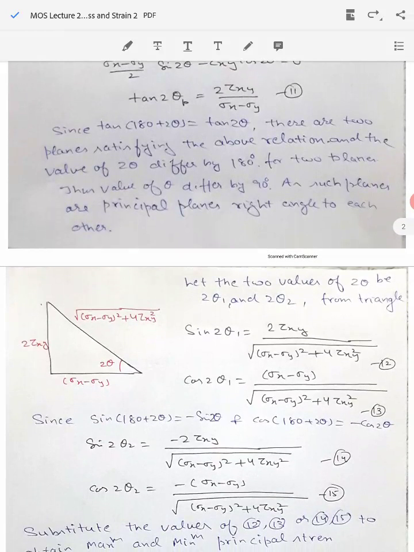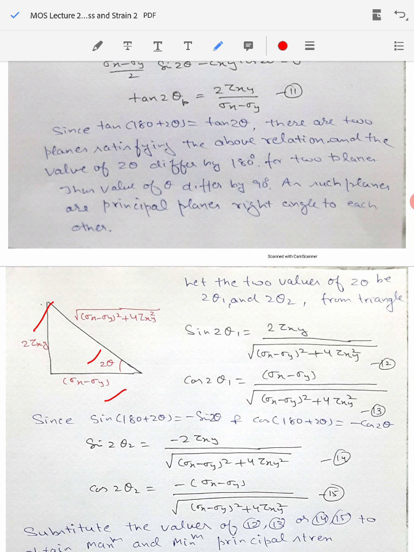Now we can express this tangent of 2 theta as perpendicular divided by base, as I have shown in this figure here. So with this figure you can see that it will be equal to 2 times tau xy divided by sigma x minus sigma y, where this angle will be 2 theta. So you can apply the Pythagoras theorem and find the hypotenuse value, under root of sigma x minus sigma y whole square plus 4 times tau xy square here.